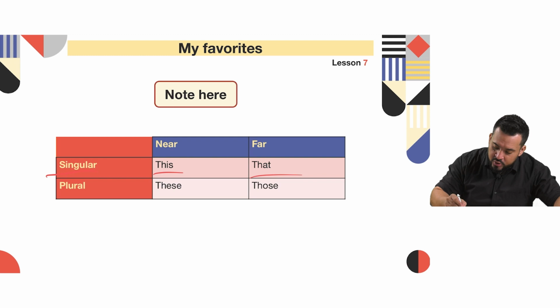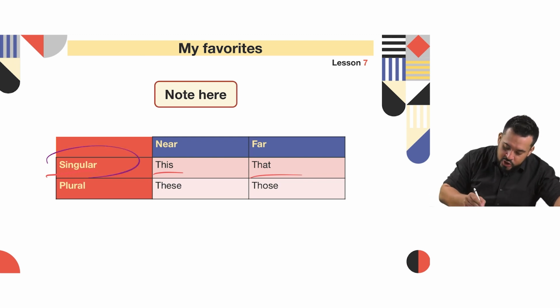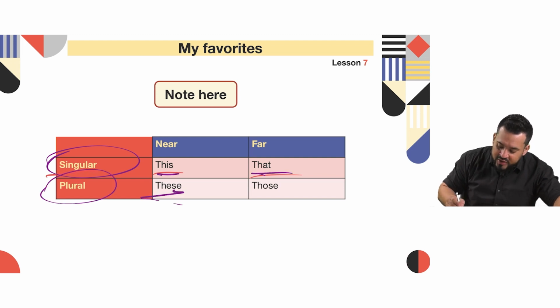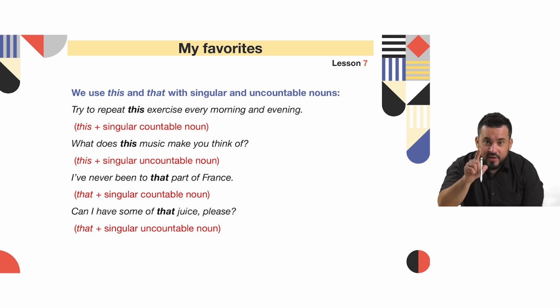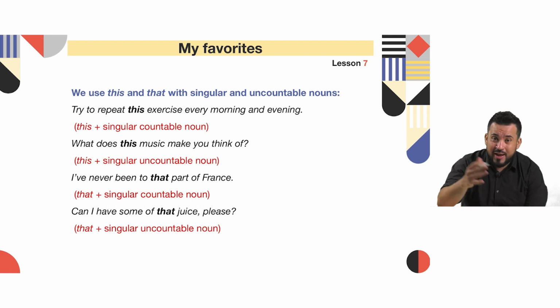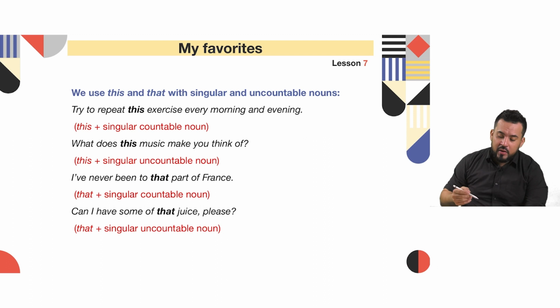Let's change the color. Let's make it purple. Okay, so singular, this, that. Plural, these, those. We use this and that with singular nouns, and we use it with uncountable nouns. Uncountable nouns are things that cannot be counted, like water or milk.